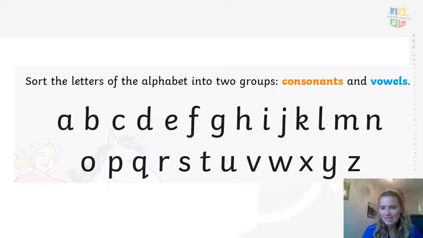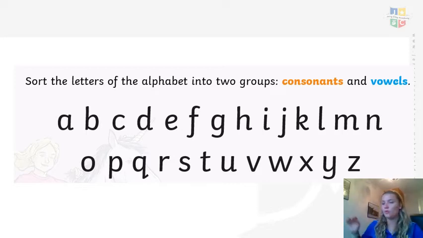So our warm-up task today, we're going to be looking at consonants and vowels, and then we're going to be applying these to our writing. So sort the letters of the alphabet into groups of consonants and vowels. On a piece of paper, I want you to first of all think what a consonant is and what a vowel is. If you know these already, great, you can separate them into those.